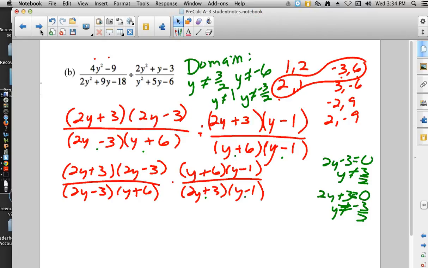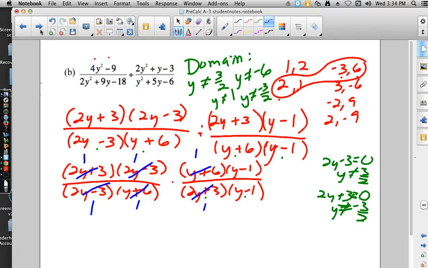Now we can start canceling like crazy, because I'm sure by now you thought, geesh, I really want those out of there. 2y minus 3, top and bottom. I really want those y plus 6s out of there. I really want those 2y plus 3s out of there. And I really want these y minus 1s out of there. Wait a minute. So what's our answer? It's 1.